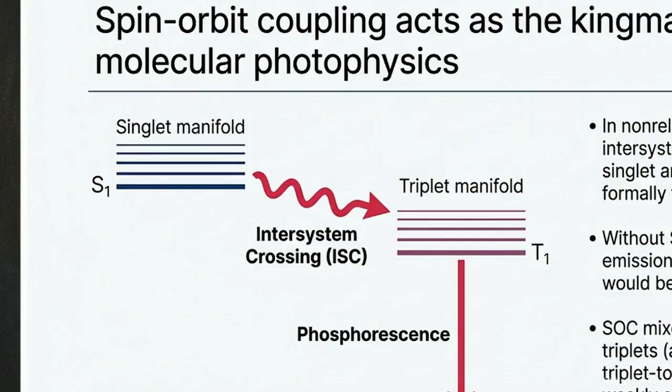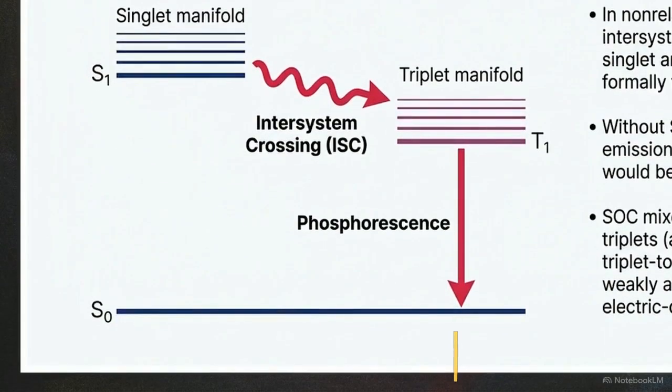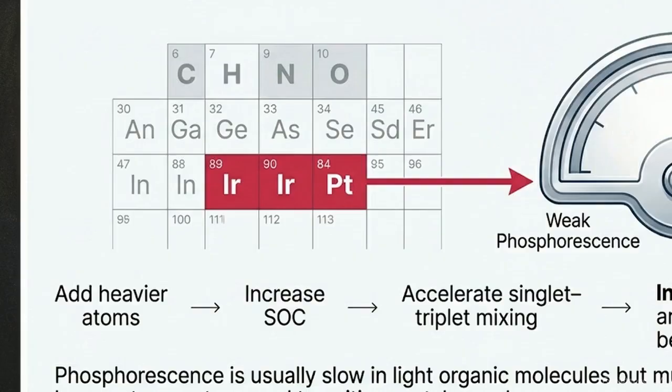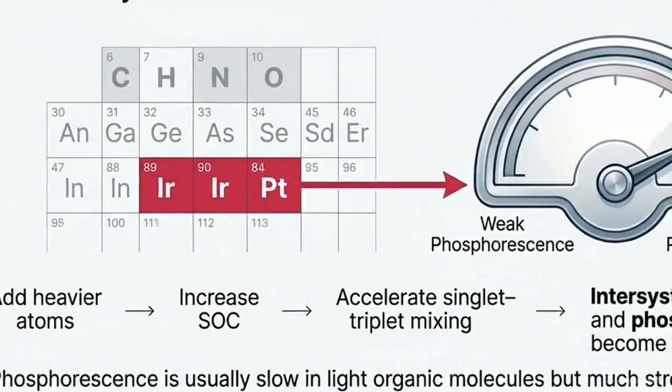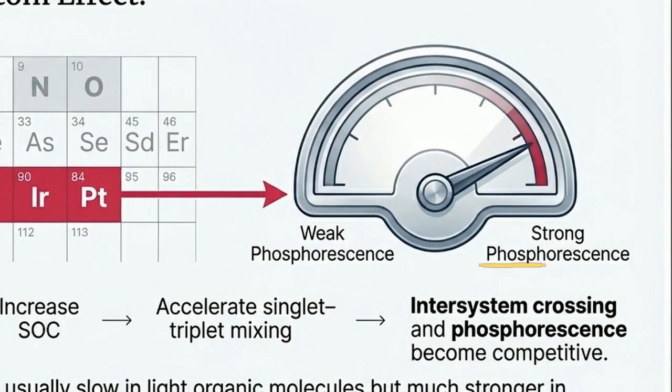When the electron eventually drops from that triplet state back to the ground state, it emits a photon, a process known as phosphorescence. Scientists exploit this by using heavy metals like iridium and platinum to intentionally increase the rate of state mixing. By amplifying the coupling, they can turn a weak, slow emission into a strong, commercially viable light source.